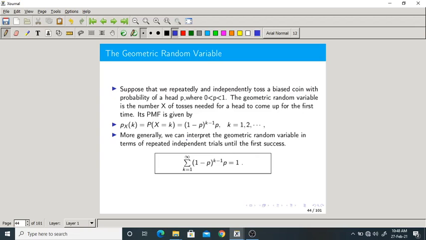Yeah, here also the sum of all PMF should be equal to 1. Okay, so it should be true for any probability mass function. So the sum of all PMFs should be equal to 1. Okay. Now, this is another variety of random variable, that is called geometric random variable.